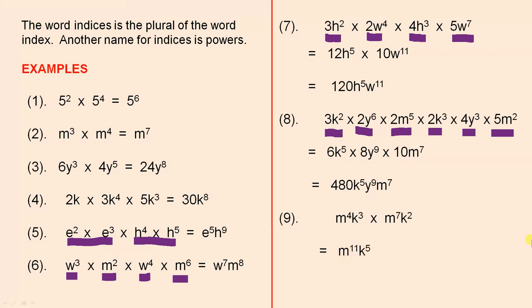So this video has introduced us to a very, very important rule which shows us how to multiply terms together when we have bases and indices. And the important rule is when the bases are the same for two or more terms, keep the base the same in the answer and just add the indices.